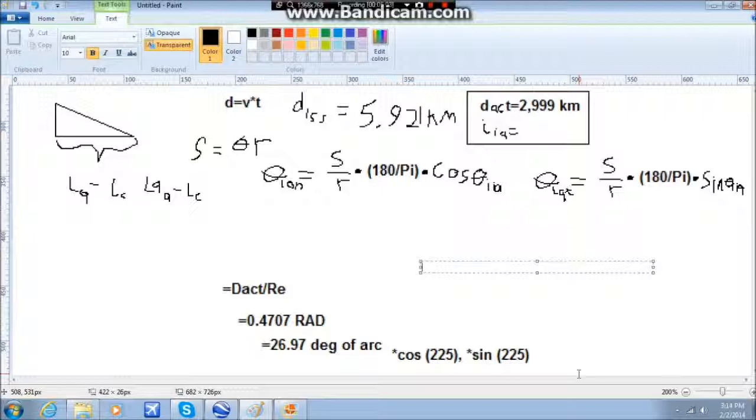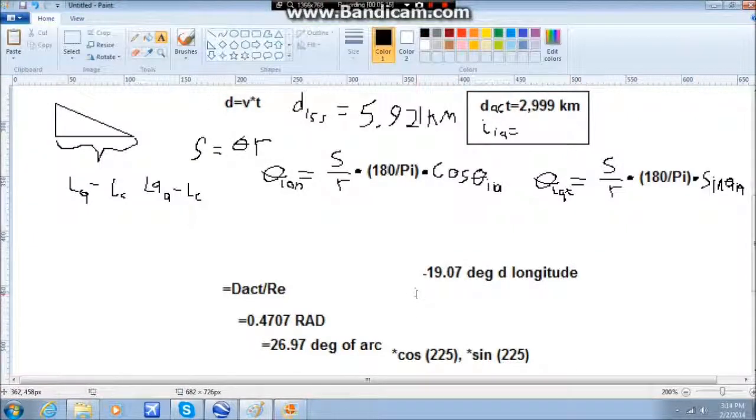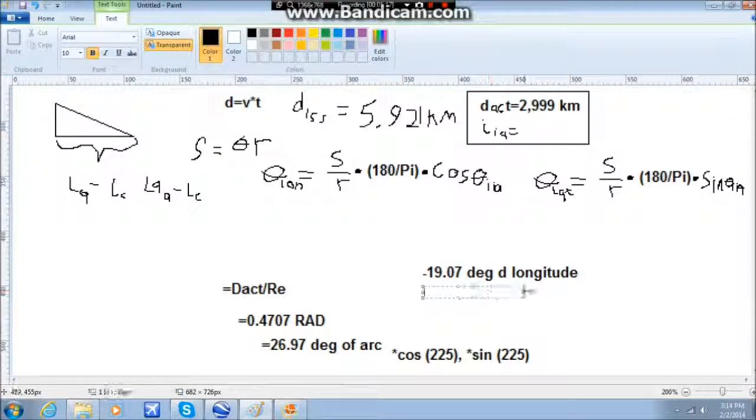So now we multiply the value 26.97 multiplied by the cosine of 225 degrees equals a total longitude change of negative 19.07 degrees. Let's just call it d longitude. And that is the difference in longitude. And now we multiply 26.97 times the sine of 225 degrees. And we also find, as denoted by the laws, that it is also 19.07 degrees delta latitude.